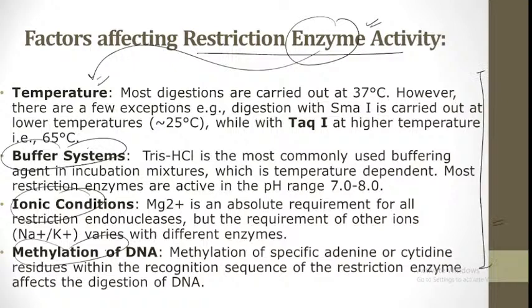All these 4 points are very common, because if any enzyme has to work in a proper manner, what is required? The temperature should be optimum, the buffer system should be in the pH range of 7 to 8 so that the work could be done properly, and from here you can get statement-wise questions. So make sure you remember these things as well. Then we have ionic condition and last is the methylation of the DNA. That means the methylation of specific adenine or cytidine residues within the recognition sequence that affects the digestion of DNA. So these are the factors.